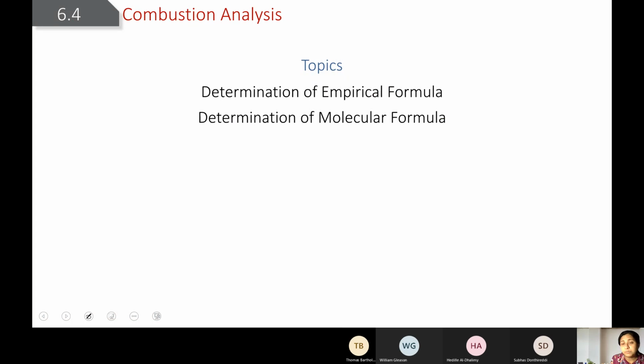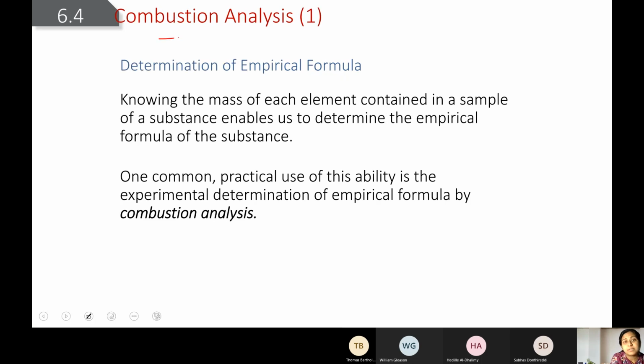We are going to determine the empirical formula and a molecular formula for a compound. Combustion analysis is an experimental method that will help us to determine the percentage masses or percent composition of a compound. In a combustion analysis, what happens is we burn a hydrocarbon.